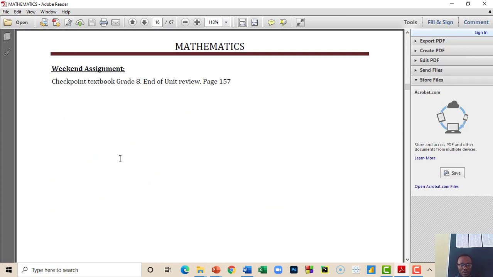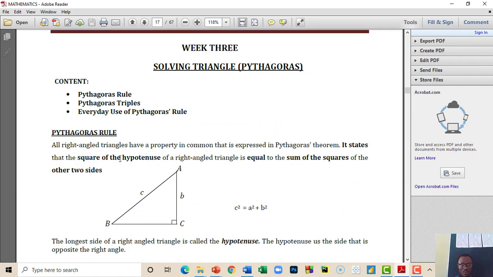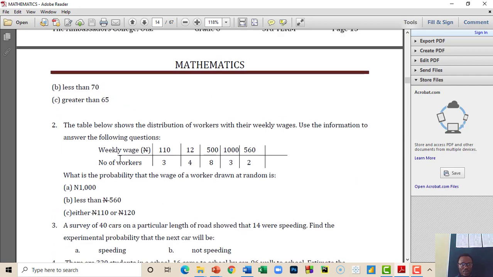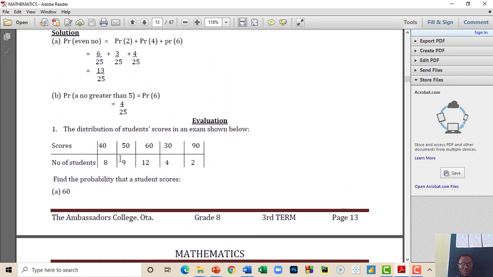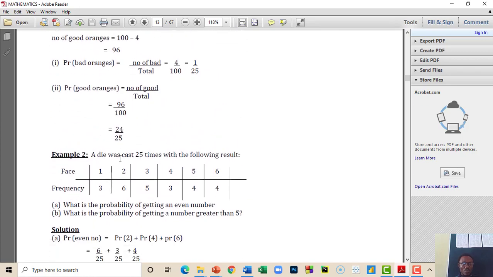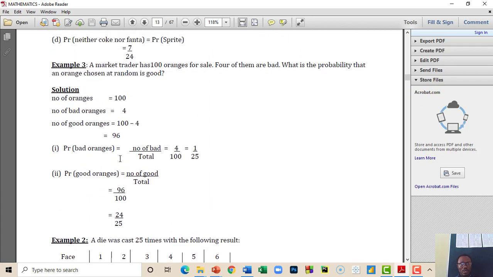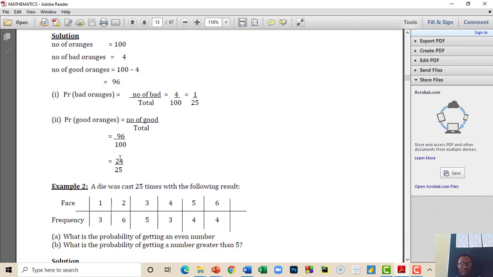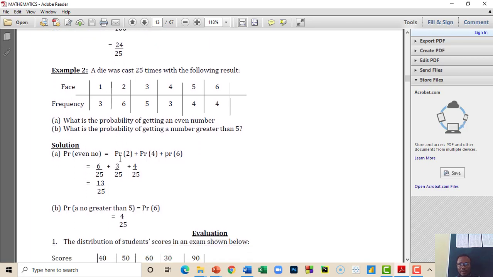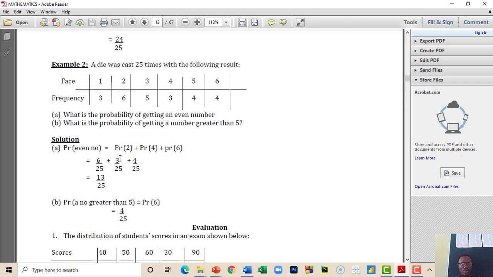So for this particular question, the probability that an orange chosen is good is 24/25. Now, question number 2, as seen on the screen. We have a lot of problems here, just trying to help us cover quite a number of things.